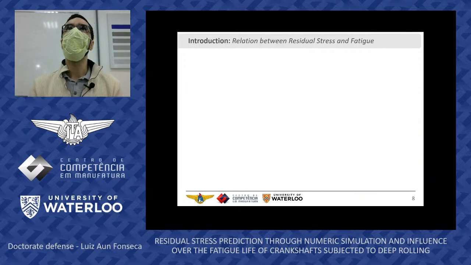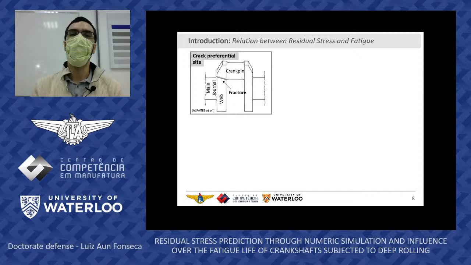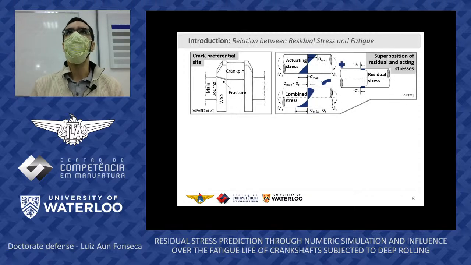So on the relationship between residual stress and fatigue, we already know that the crack preferential site for crankshafts appear at the fillet radii and propagate through the web. So that is well known. And when you think about the relationship between acting stresses and residual stresses, we can use the superposition principle. So what we need to do is to analyze a combined stress state to understand how fatigue would happen in this case.